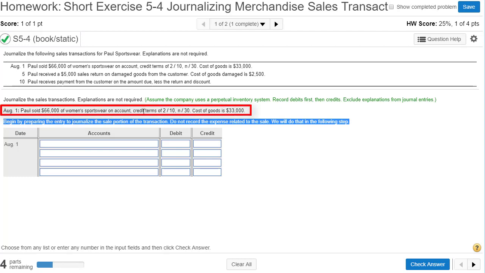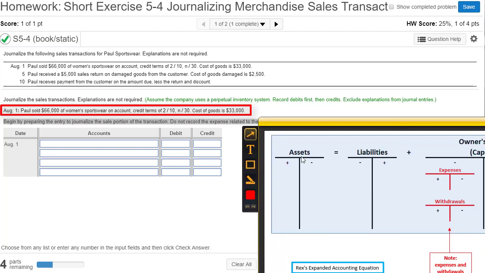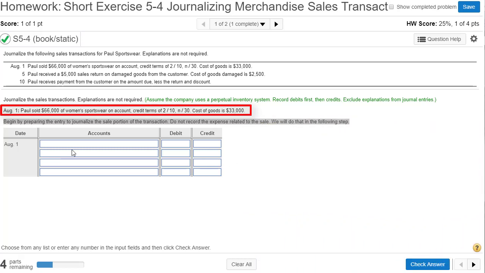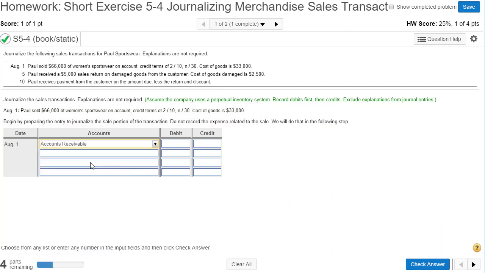So since we're selling this on account, are we getting cash? No. Instead of cash, we're going to get accounts receivable, which is an asset. So is this asset going up or down? It's going up. So we're going to debit accounts receivable. AR going up by $66,000.